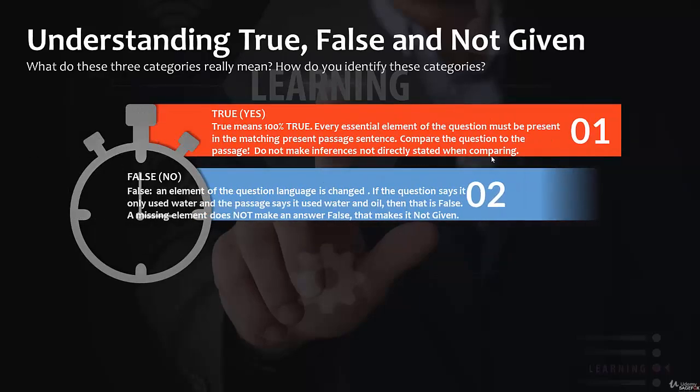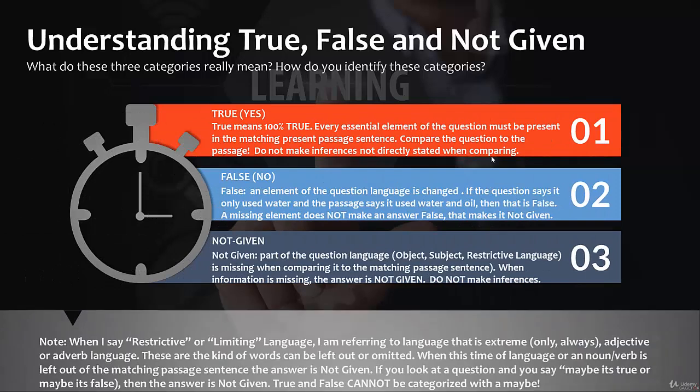Now, let's go ahead and get into true, false, and not given and what that means. So, when we say true, we mean 100% true. That means every essential element of the question must be present in the matching passage sentence. Remember, you're comparing the question to the passage, not the passage to the question. Also, do not make an inference. Something is either 100% true. You can't say, well, maybe, or I'm inferring truth. That's not the way it works.